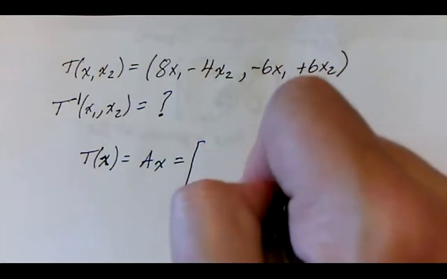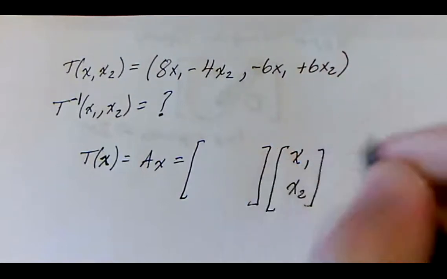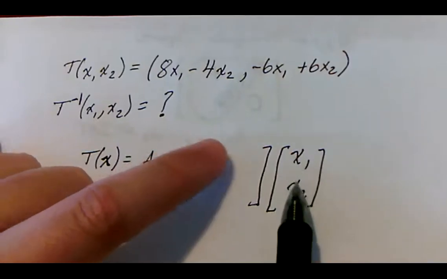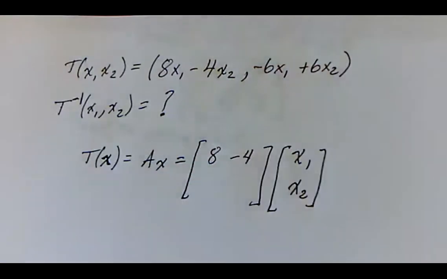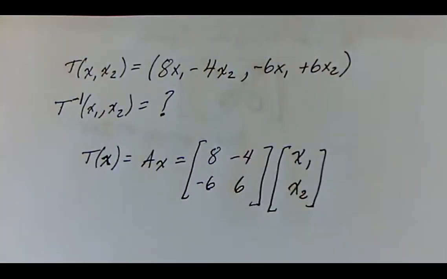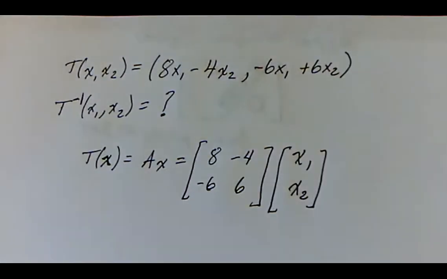Because I'm going to have a matrix A times a vector x1, x2. So as I'm going across the row and down the column, I'm going to get something times x1, something times x2. So in this case, that's 8 and -4, -6 and 6. Okay, again, writing that across, -6 and 6. Notice the comma to go to this next row.